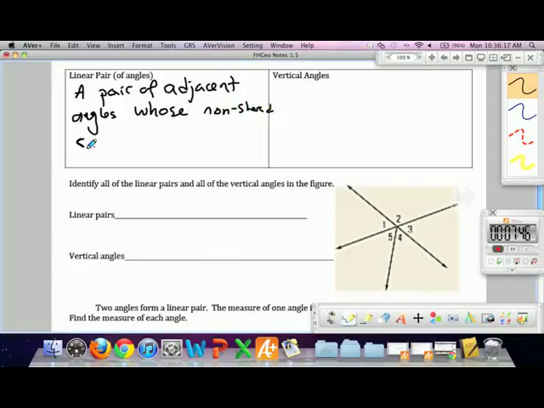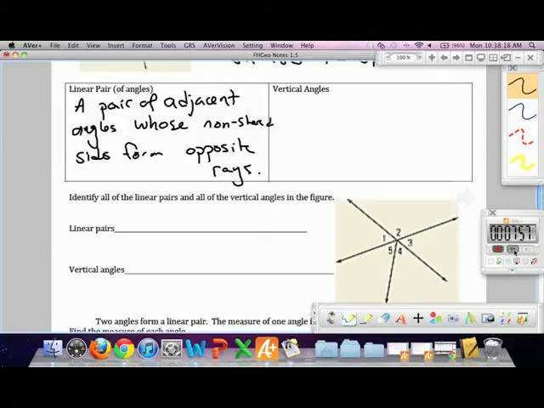Vertical angles. Vertical angles are along similar lines. Vertical angles are a pair of angles that are formed when two lines intersect. Now, a more formal way to say that would be a pair of non-adjacent angles formed by two pairs of opposite rays.